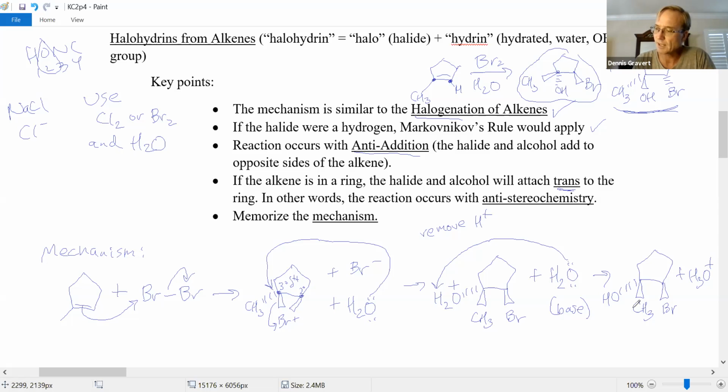What else do we need to say here? Oh, little detail here. You can use the word trans to describe the positions of the alcohol and the bromine, right? So what's the relationship between the alcohol and the halide? Are they cis or trans to each other? Well, the alcohol's on a dash, halide's on a wedge. Ooh, they're trans to each other.